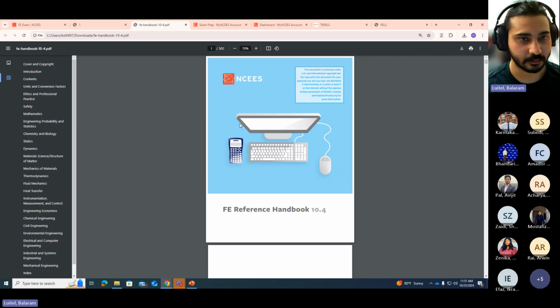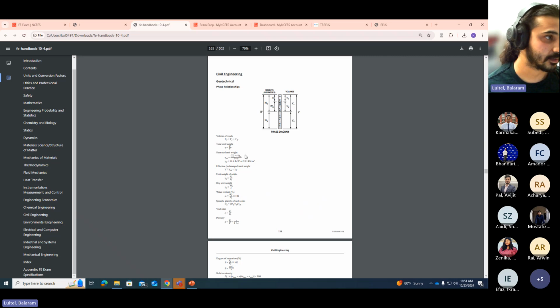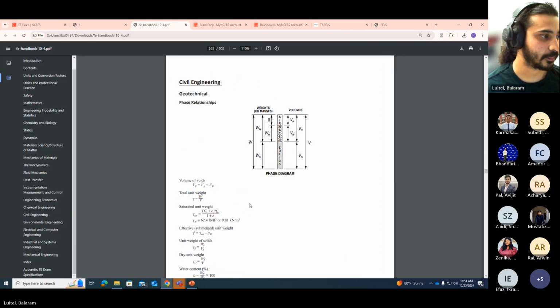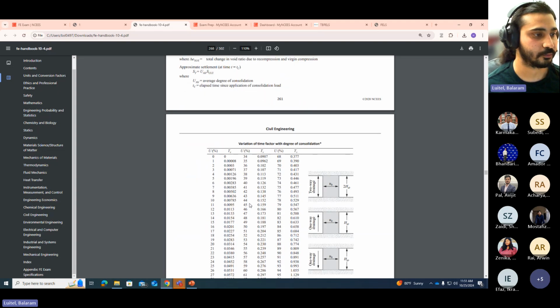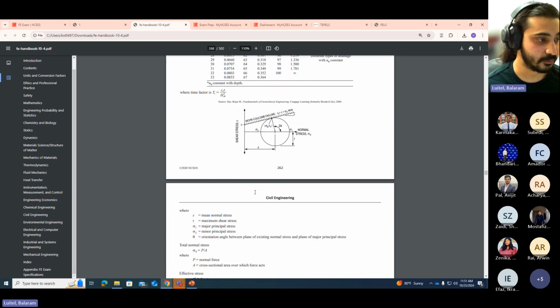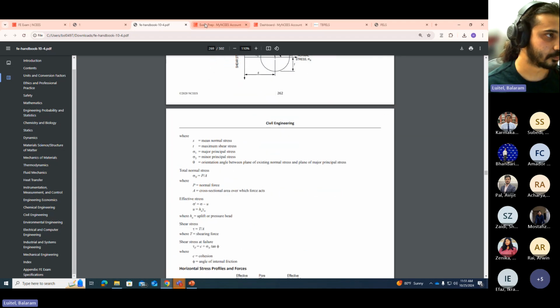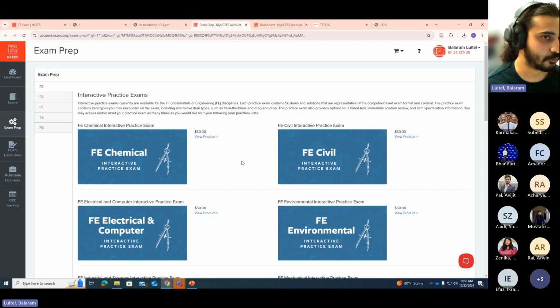This is the reference handbook. You can download it once you have made an NCEES account. You can download it for free. As you can see, it's 502 pages. It has everything, including chemical engineering and civil engineering. This is how it looks. You need to be really thorough on this reference handbook if you want to be a very efficient test taker for FE. These are the practice exams that I mentioned before. That's in the NCEES system, but these are paid.